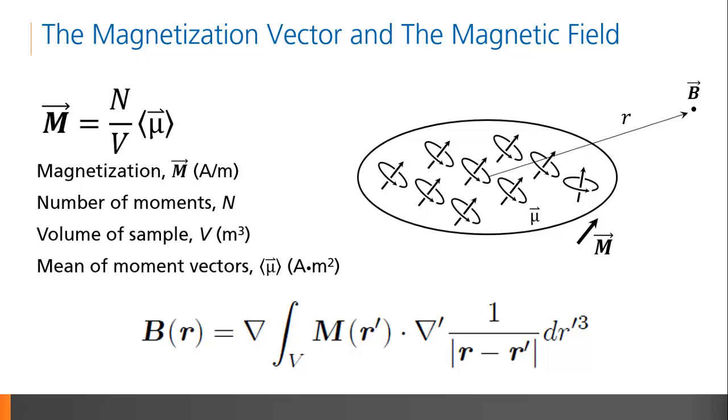We'll begin with a brief overview of what the magnetization vector is. The magnetization of a rock is a vector quantity measured in SI units, amperes per meter. For a given volume, it is defined as the number density of magnetic moments, N over V, multiplied by the mean of the magnetic moment vectors mu. The key importance of this quantity is that it allows us to represent the magnetic properties of a rock without making assumptions about the source and direction of magnetization.